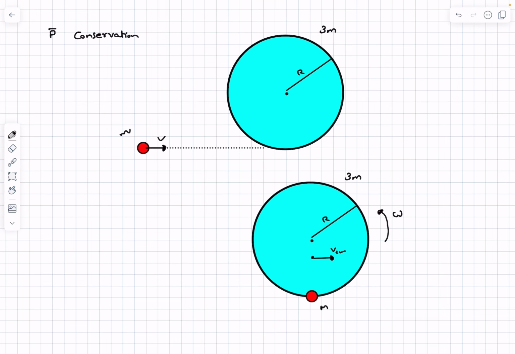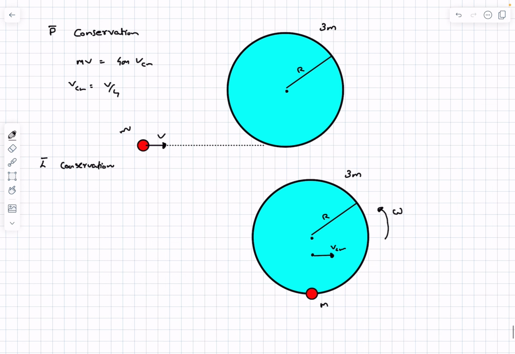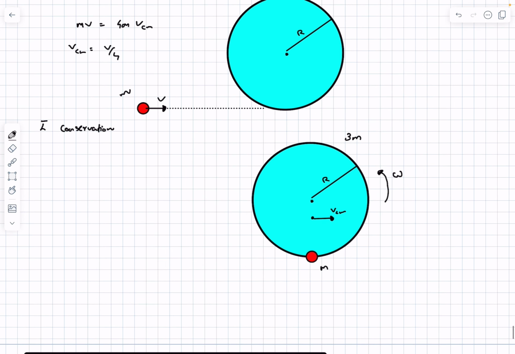Initially the velocity of the smaller mass was v, so the initial momentum is mv. And finally the combined center of mass is moving with a velocity of vcm. The final momentum is 4m, which is the total mass, times vcm. And from here we can get vcm equals v by 4. And for the second equation we can use angular momentum conservation. For conserving angular momentum, I guess the best choice would be the center of mass of the new system. So let's call that point c. So we can conserve L about c.